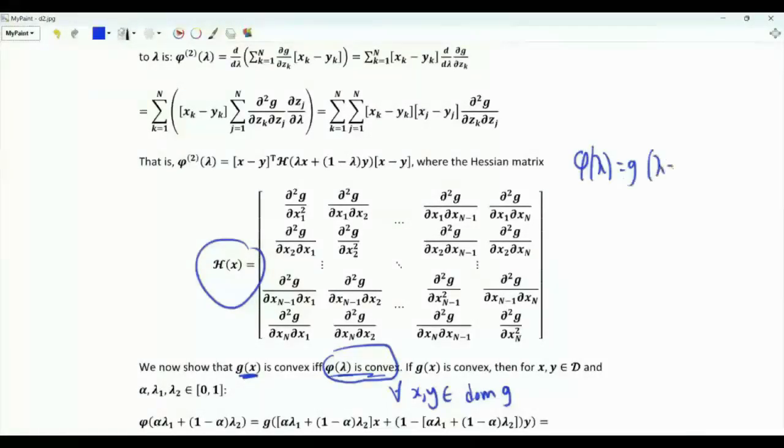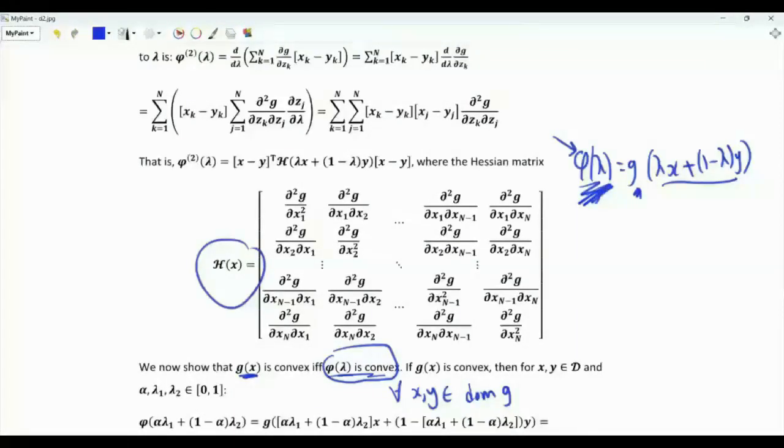Phi of lambda is g of lambda x plus 1 minus lambda y. Phi is convex if and only if g is convex. This is useful because function phi depends on the scalar lambda, while function g is a function of n variables. Sometimes, to prove that a function is convex, it's much easier to deal with this function of one variable.